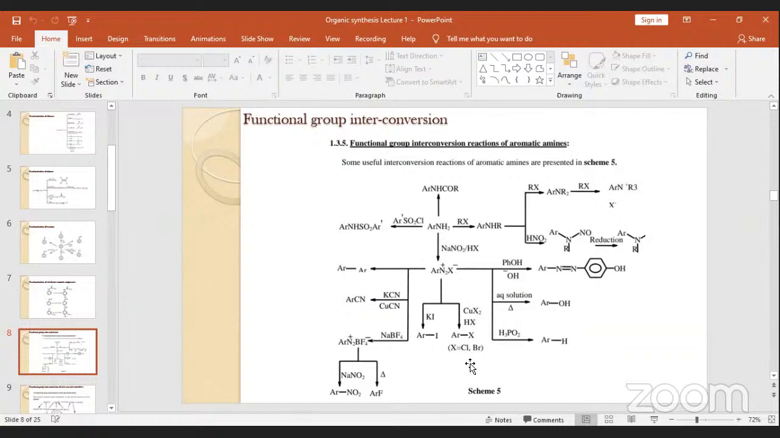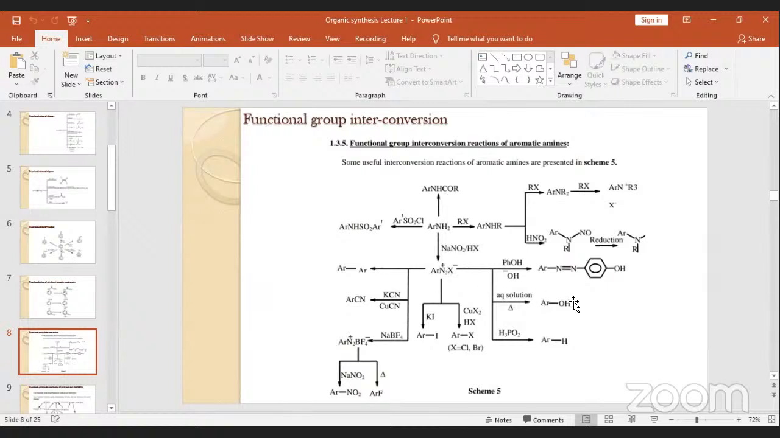This can be converted to aromatic halides, where X can be chloro or bromo, by treatment with CuX. Cuprous chloride will give you the chloro compound, and cuprous bromide will give you the bromo compound. And you can get an iodo compound also by treatment with KI. And you can even get azo compounds: when treated with phenol, you can get azo derivatives, known as azo dyes. And then you can get hydroxy derivatives, that is aromatic hydroxy compounds, phenols.